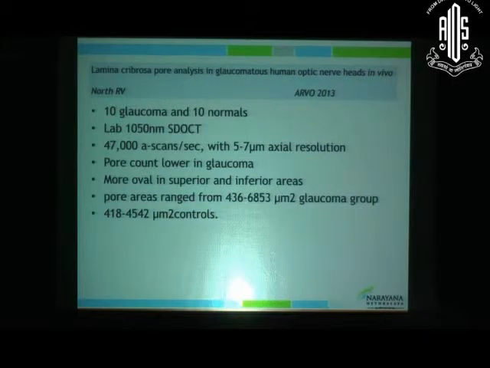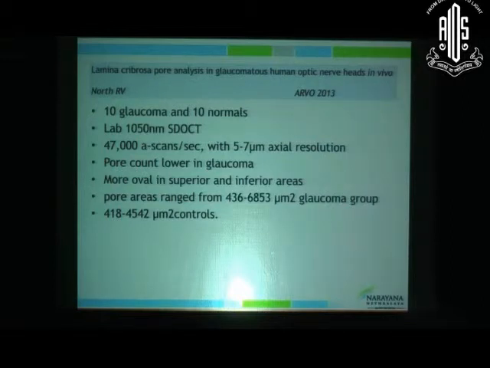They actually found that in this group of patients they looked at, the pore count was lesser, as expected, in glaucoma patients. And they looked at pore ovality, or shape, and found that normal patients had more roundish pores, whereas the glaucoma patients had more oval pores.